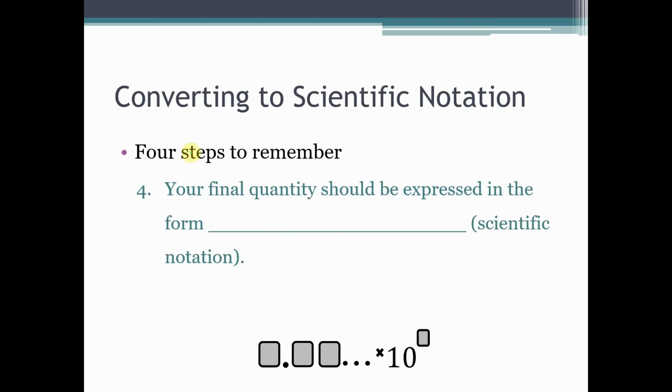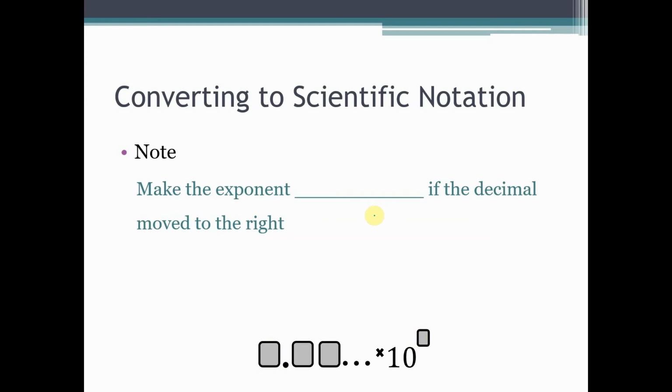And then step 4 is just to make sure that everything is in the right place. So your final quantity should be expressed in the form, that coefficient m, times 10 to the n. Where again, this is your coefficient, this is not a 0 here out front, and this is telling you about the number of spaces you moved the decimal point.